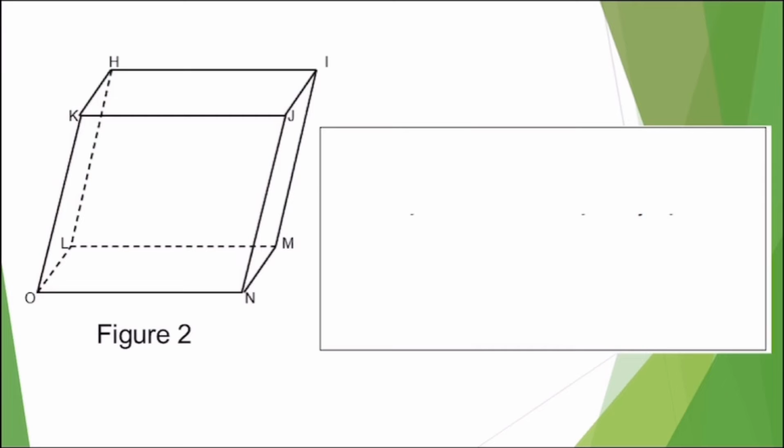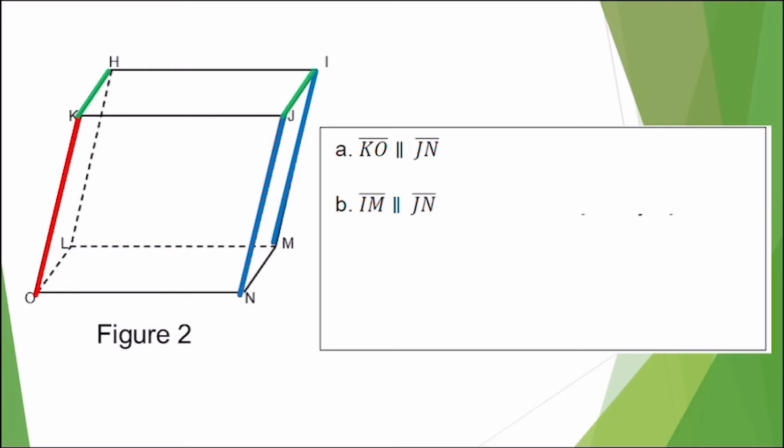Line segment KO is parallel to line segment JN. Next, line segment IM is parallel to line segment JN. Next, line segment HK is parallel to line segment IJ. Next, line segment OL is parallel to line segment KH. Next, line segment KO is parallel to line segment HL.